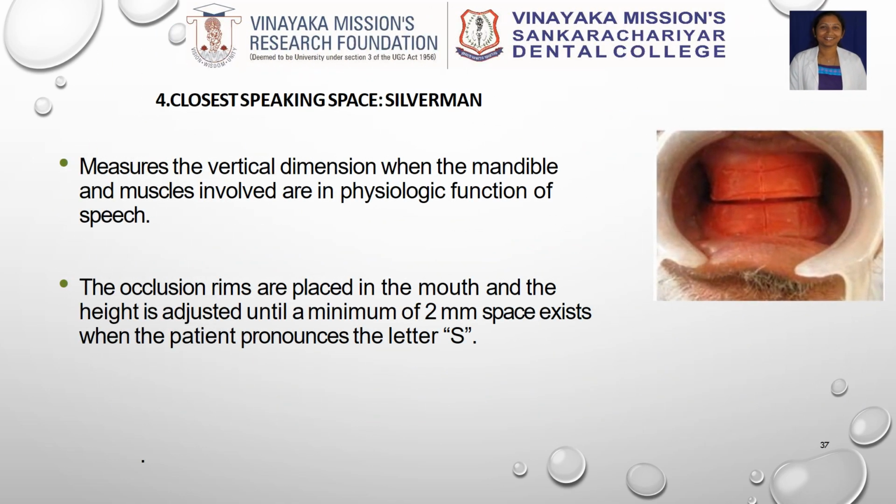Silverman's closest speaking space is the space when the patient is pronouncing "yes"; the maxillary and mandibular bite rims come very close to each other, but they don't hit each other. That space should be a minimum of 2 millimeters. So this space is called the Silverman's closest speaking space.